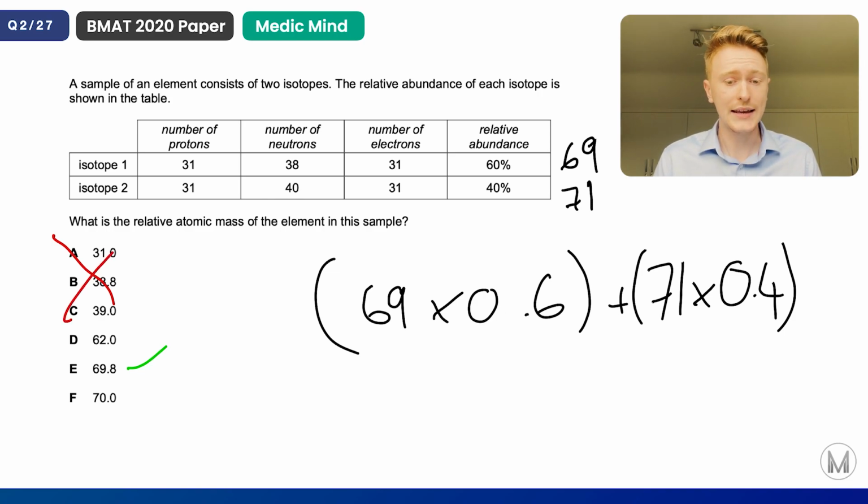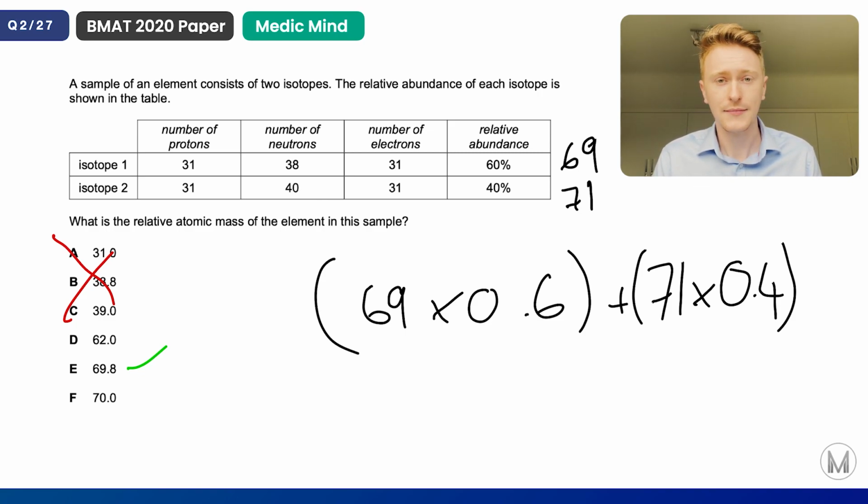Now looking at D, E and F, you can see that the answer should be between 69 and 71. Ideally, it should be a bit weighted towards the 69 element because that's more prevalent in the environment. So therefore, it should be below 70. That means that we can exclude answer F. And if you look at answer D, 62 again seems a bit far away and is not between 69 and 71. So all in all, you could just basically do it by intuition and focus on answer E from the get-go.